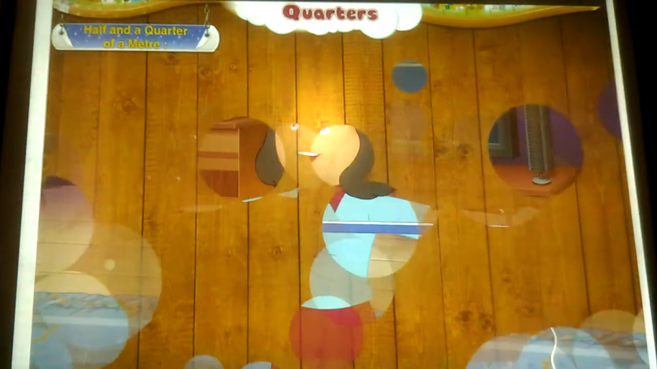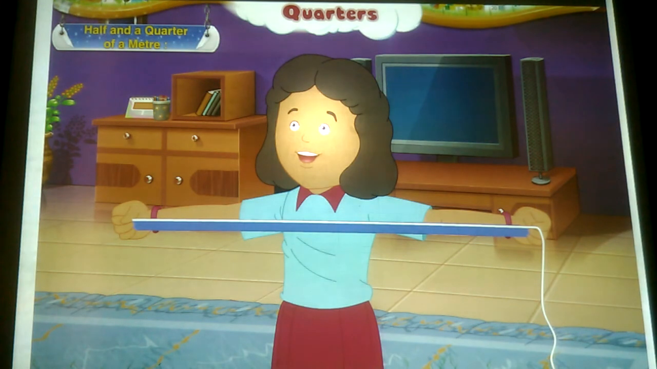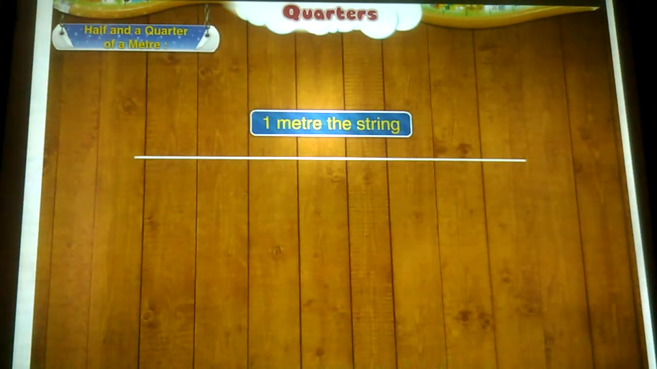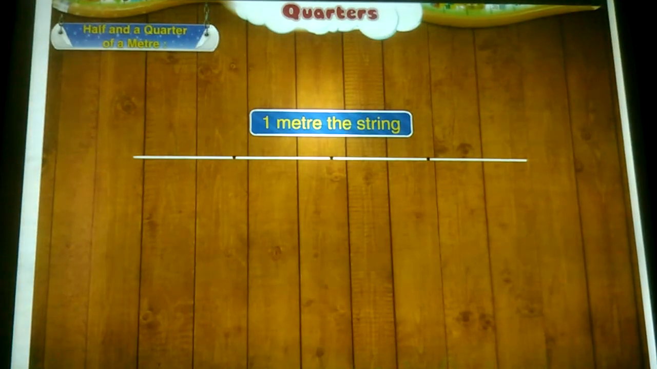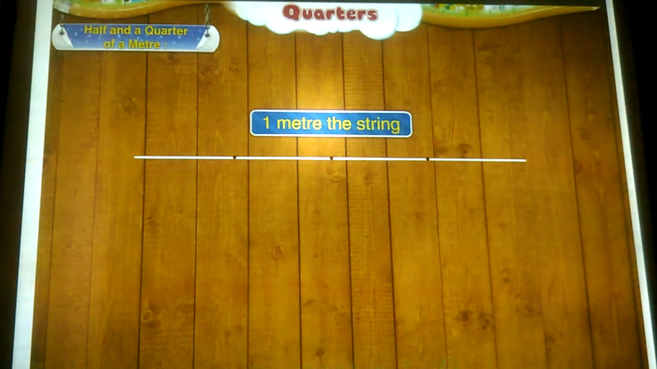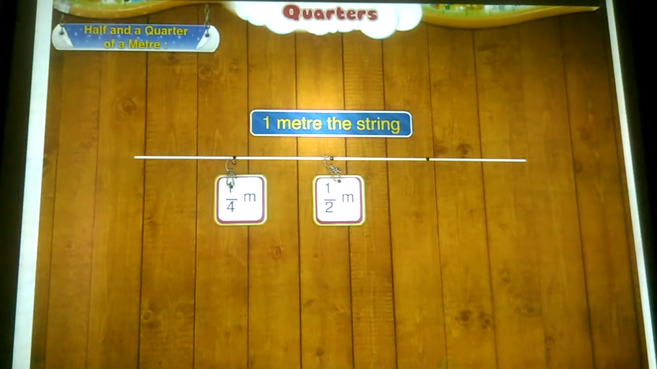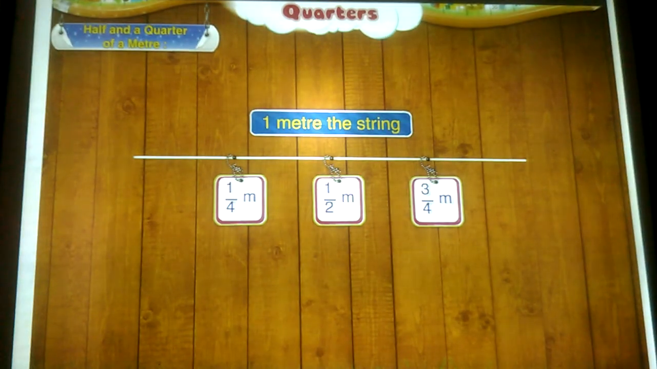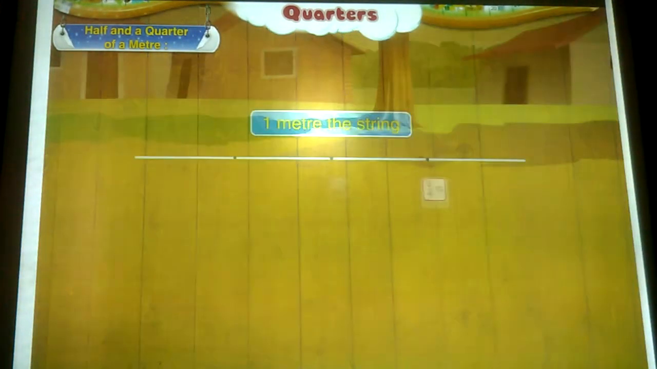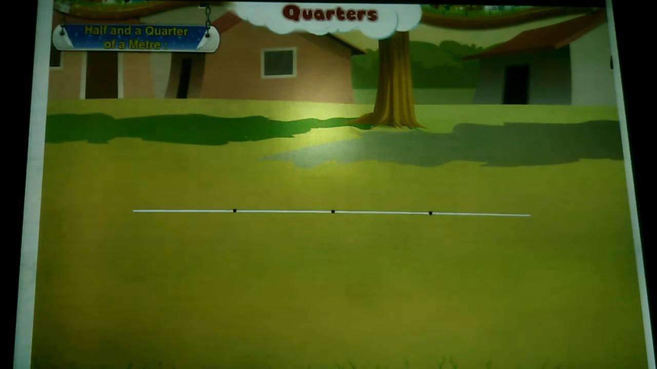Half and a quarter of a meter. Using a meter scale, cut a string of 1 meter. Fold the string into 4 equal parts. Then mark half meter, 1/4 meter and 3/4 meter on the string. Using this string now, draw a line of length half meter on the floor.